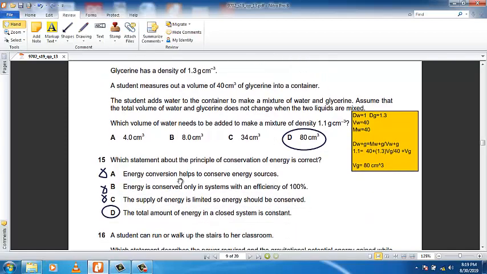Which statement about the principle of conservation of energy is correct? Energy conservation helps to conserve energy sources. No, that's wrong. Energy is conserved only in a system with efficiency of 100%. No, the supply of energy is limited, so energy should be conserved. No, the total amount of energy in a closed system is constant. That's correct. That's B.